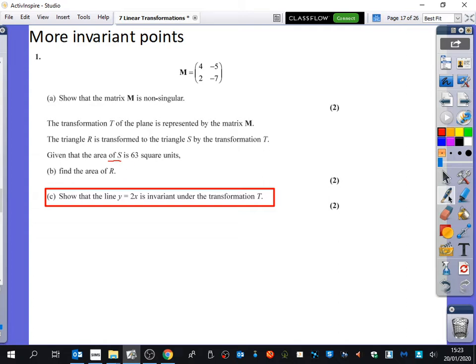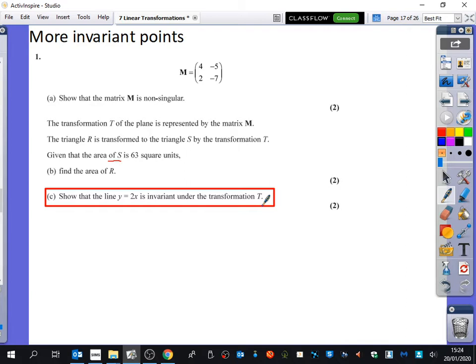But this last one, I just wanted to show you because it's something that was a bit new to do with invariant points. So it says, show that the line y equals 2x is invariant under the transformation. We've already done the really hard part with invariant lines, where we just had a matrix and we had to find the invariant lines. This one, they've told us what the invariant line is, and we just need to show that it is invariant.